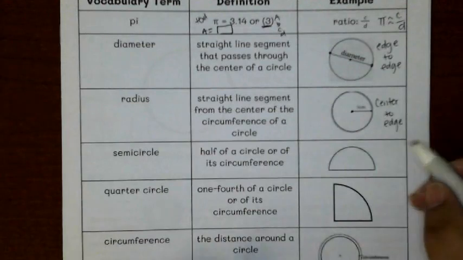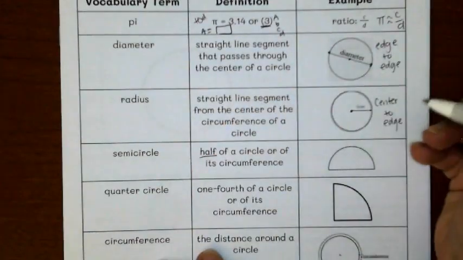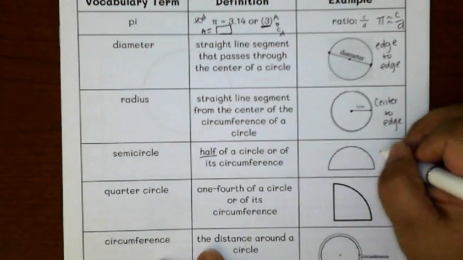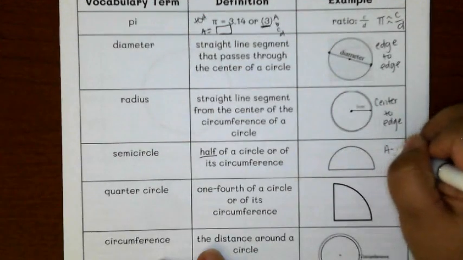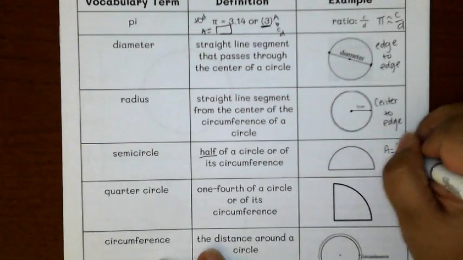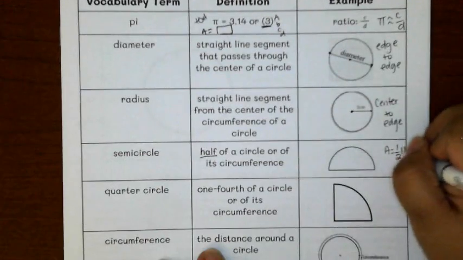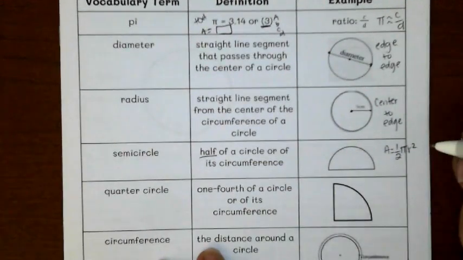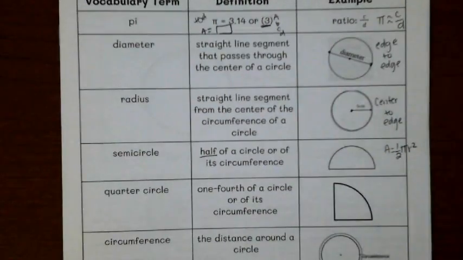Then we have semicircle. A semicircle is also called a half circle. Okay, it's going to use the same formula as A equals pi r squared, but the only difference is that you're going to add 1/2 in front of it. What you're doing is taking the area of a full circle and dividing it by 2.